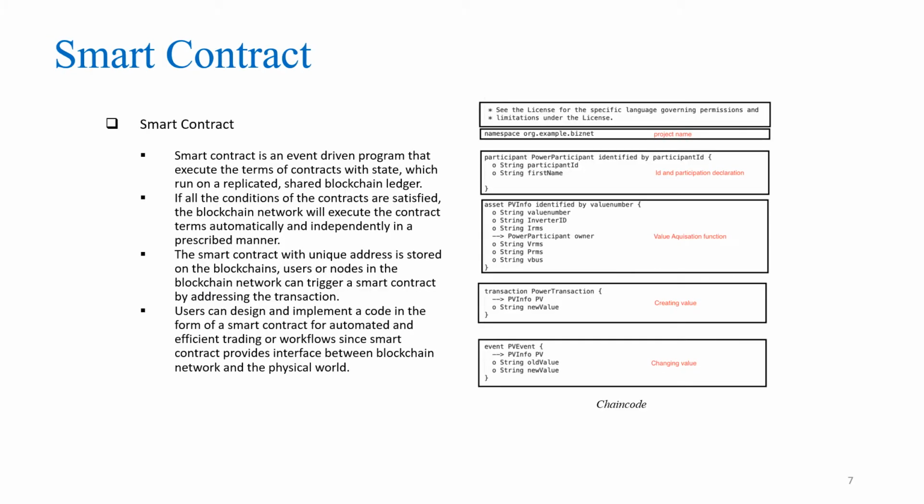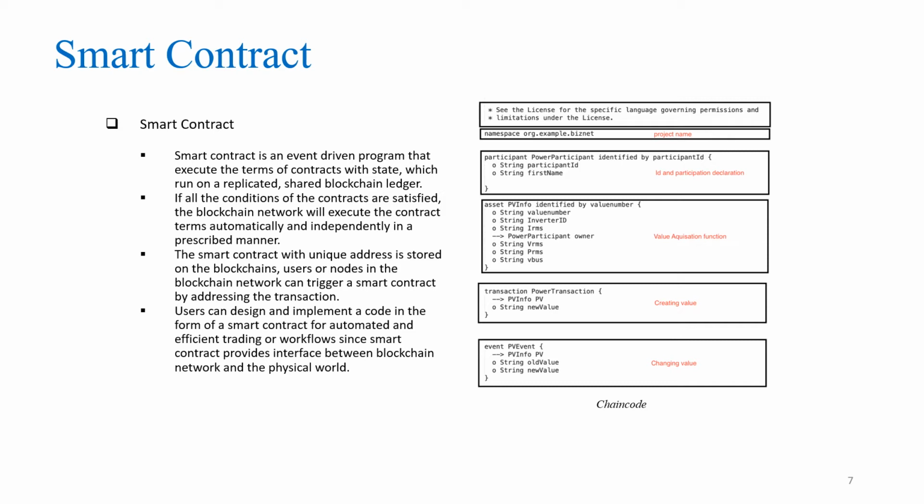A smart contract is an event-driven program that executes the terms of the contracts with the state, which runs on a replicated shared blockchain ledger. This cannot be referred to as one particular script. There are actually multiple scripts that make up this whole smart contract. So we can say a combination of several scripts can be referred to as a smart contract of these systems.